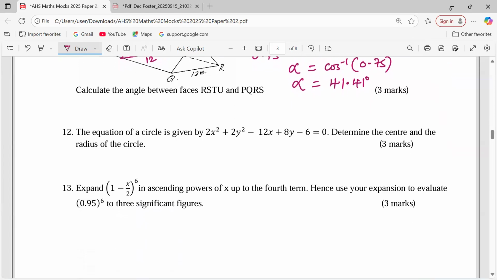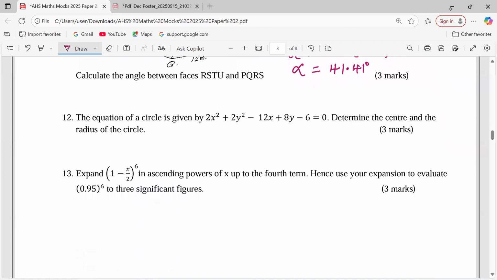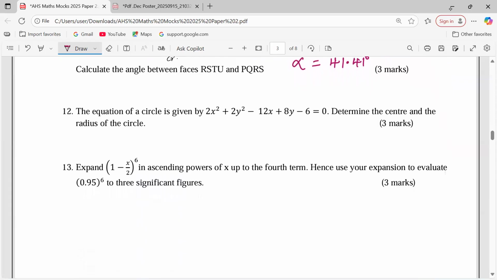Look at number 12, ladies and gentlemen. The equation of a circle is given by 2x squared plus 2y squared minus 12x plus 8y minus 6 equals 0. Determine the center and the radius of the circle.